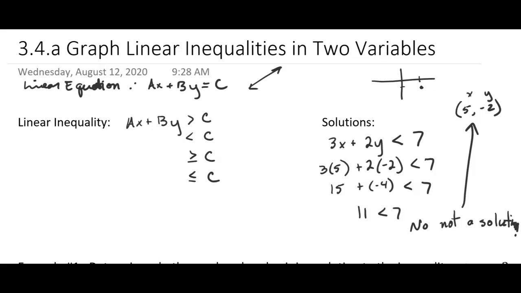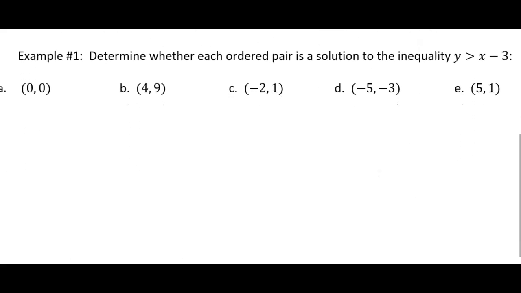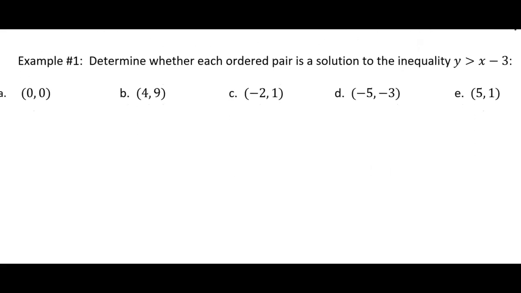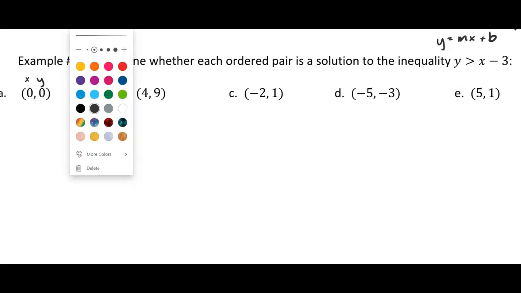All right, so that's what they want us to do on this first example. It says determine whether each ordered pair is a solution to the inequality. So here's our inequality. It's not in the standard form. You might be used to the form y equals mx plus b. Hopefully that brings back a happy memory. It's similar to that form, it's just an inequality though. To see if it's a solution, we're going to do what we just did a minute ago. This will be the x, this will be the y.